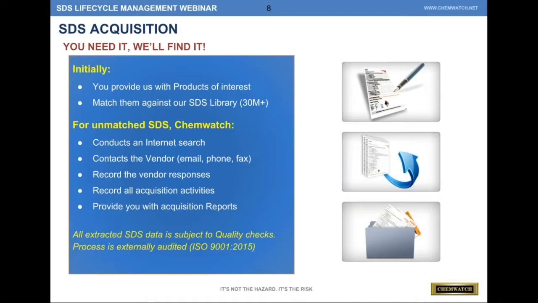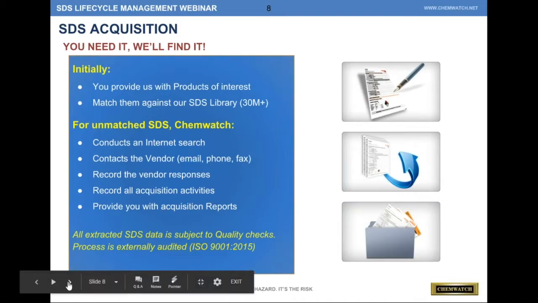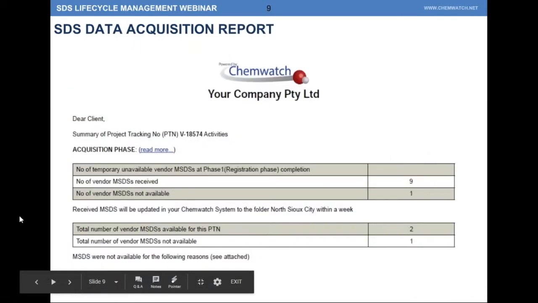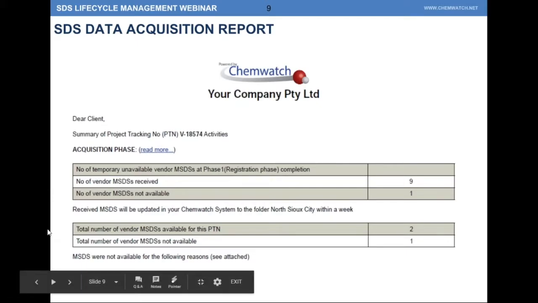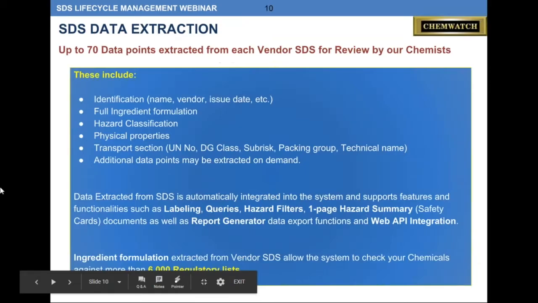Now it's important that we let you know what's going on in the acquisition activities because there are certain decisions we need our clients to make. So let's look at the report, and you can see the number of SDSs we've received, and ones that are not available. Now this could be for a number of reasons. The vendor could be out of business. And what we need to do is talk to you about what you want to do. Do you need another supplier? So we keep track of all this. And again, what we're really doing is scrubbing the client's data.